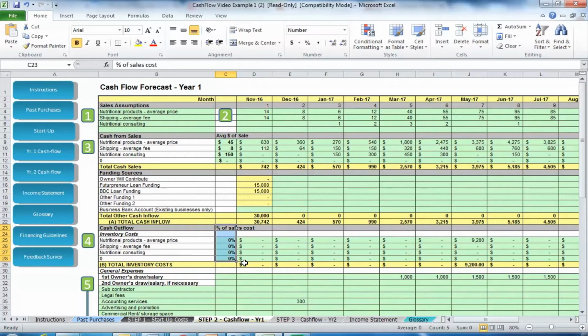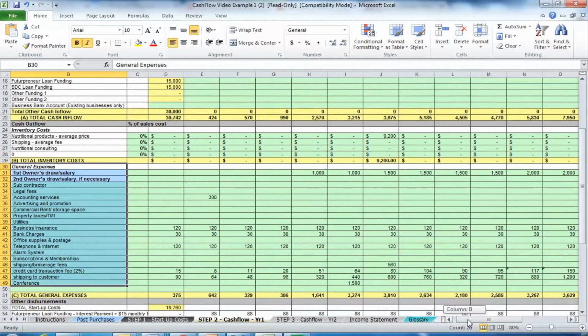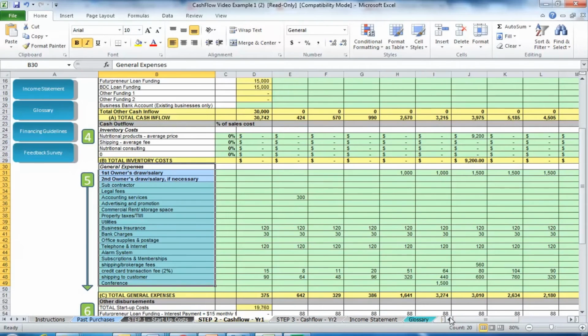Step 5, general expenses. Keep in mind that for the next 24 months, you are looking at your expenditures, and you have various cells that you can use as you see fit. You can take subcontractor, you can take legal fees, you can substitute other expenses instead of those, so you have wiggle room to change those cells. However, one particular cell you can't change is first owner's draw or salary.